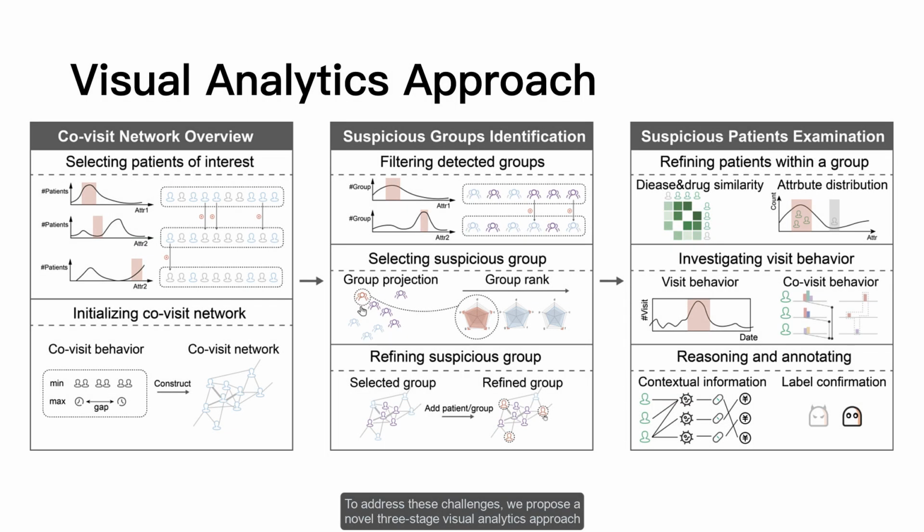To address these challenges, we propose a novel three-stage visual analytics approach to detect collusive fraud in health insurance, which considers visit patterns of fraud groups and expert knowledge. We use two cases to demonstrate the effectiveness of our approach. Case 1, examining crafty fraud group.